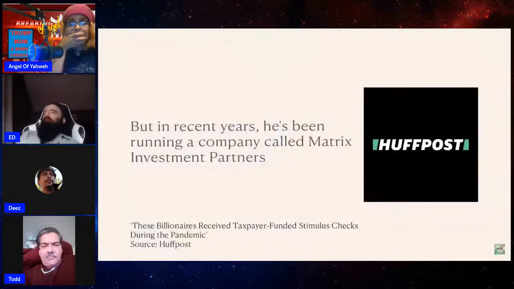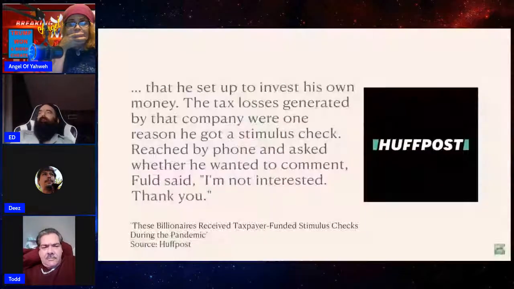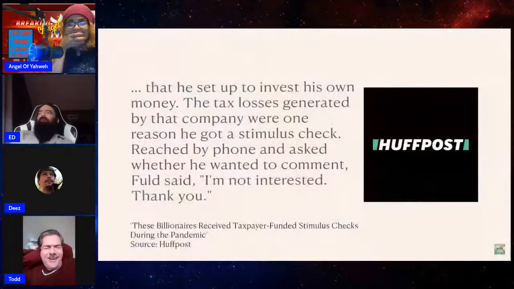But in recent years, he's been running a company called Matrix Investment Partners. Well, that's reassuring. that he set up to invest his own money. The tax losses generated by that company were one reason he got a stimulus check. Reached by phone and asked whether he wanted to comment, Fuld said, "I'm not interested, thank you." Well, of course he did.